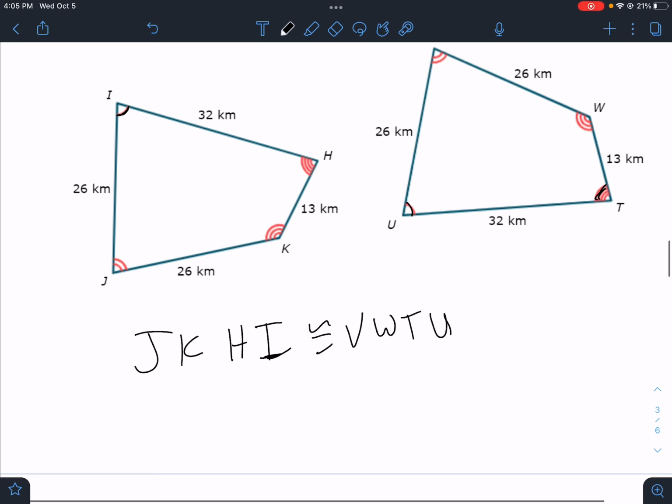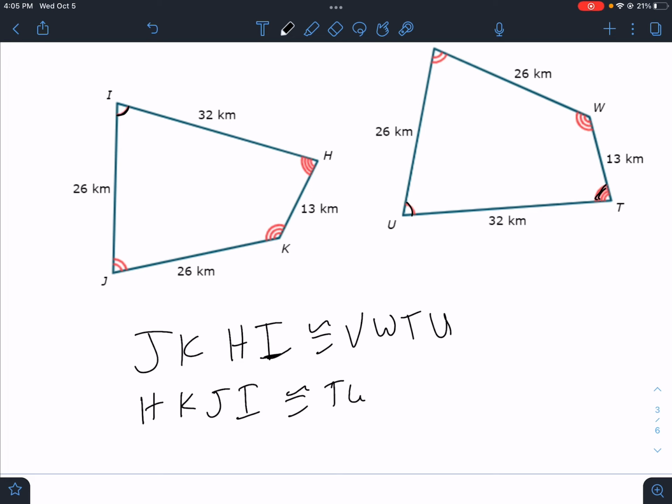Now I could have done the first one in lots of different orders. Like I could have said H, K, J, I. If I said H, K, J, I, now I got to say T, W, V, U. So I have some freedom how I start out, but once I have this side, the other side is locked down. The corresponding parts have to be in the same places.